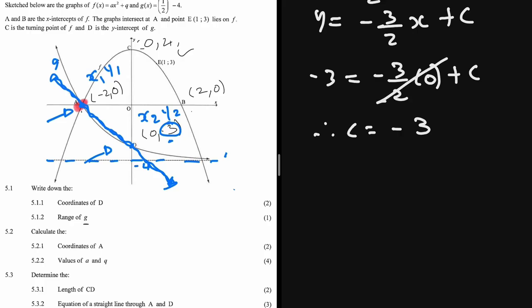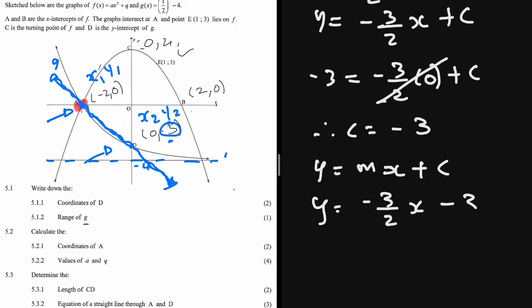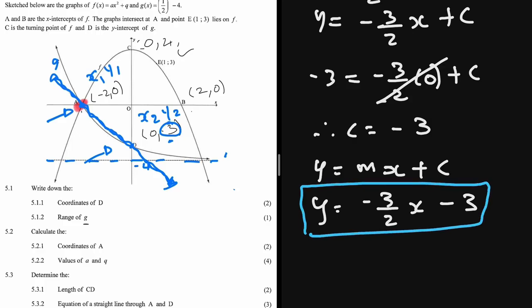Okay, so I have my gradient and I also have the value of c. That means now in my general equation here, I can just substitute my gradient and the value of c so that I can get the equation of the straight line which is passing through point A and D. So you're going to say we found the gradient to be -3/2, and then we have x, and the value of c is just -3 there. So this will be the equation of the straight line that is passing through point A and D.